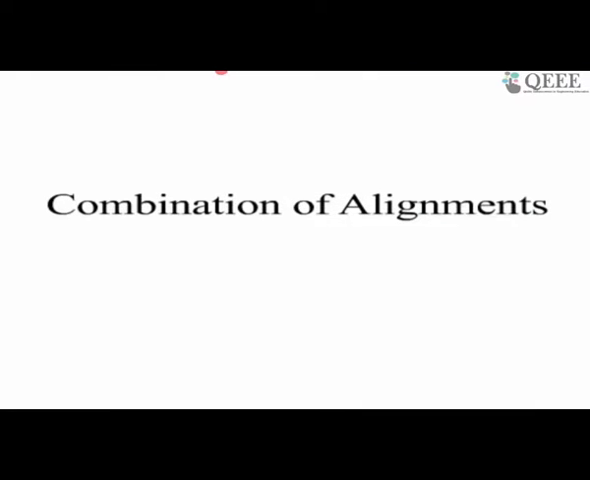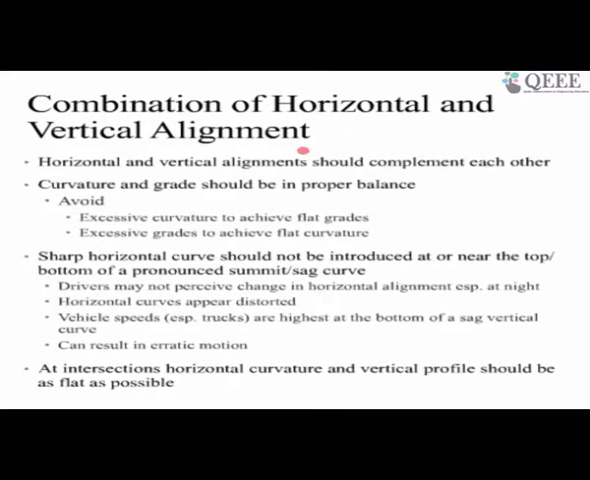Now we need to look into how we can combine the two alignments, the horizontal alignment with the vertical profile, and this is quite critical because if you want to understand highway design, you have to provide both things at various locations, and when you are providing them, you should follow certain norms. Then only is the design going to be safe and good. This is why the general statement is that horizontal and vertical alignment should complement, and when we complement, we should have a proper balance between the curvature and the grade.